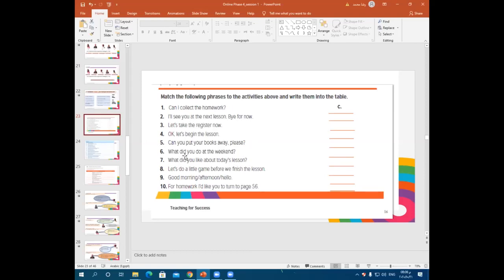Okay, number 6. What did you do at the weekend? Which approach is it? Explain the topic, okay, or beginning a topic. Number 7. What did you like about today's lesson? Which approach is it?